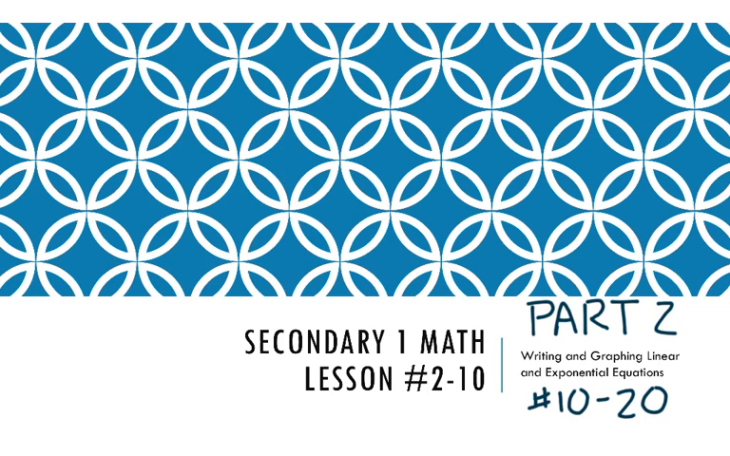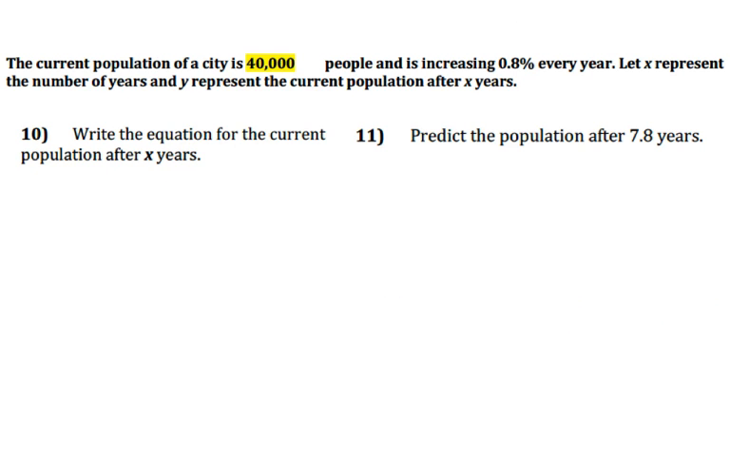This video covers Part 2 of Lesson 2-10 for Secondary 1 Math, Writing and Graphing Linear and Exponential Equations. The current population of a city is 40,000 people and is increasing 0.8% every year. Let x represent the number of years and y represent the current population after x years. Number 10. Write the equation for the current population after x years.